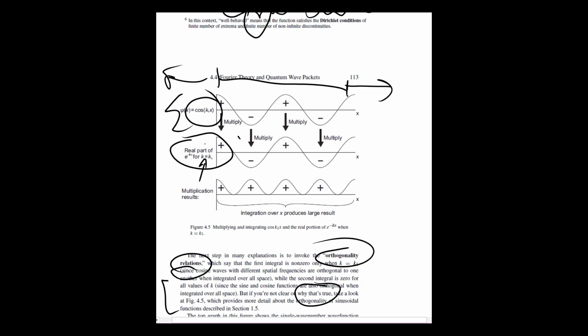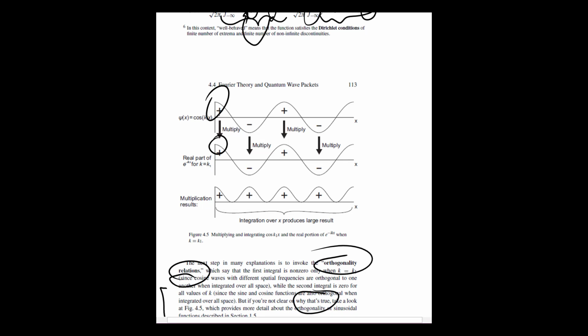And what happens when you multiply these two functions? Here's our function psi of x. Here's cosine of kx for k equals k1. They're both positive, so they yield positive. At this point, they're both negative. Multiply those together, you get a positive. Positive times positive, you get another positive. They're always the exact same sign, and therefore when you multiply them together, you always get a positive value. Sometimes it's very small when they're both small, but it's always positive, never goes below 0.